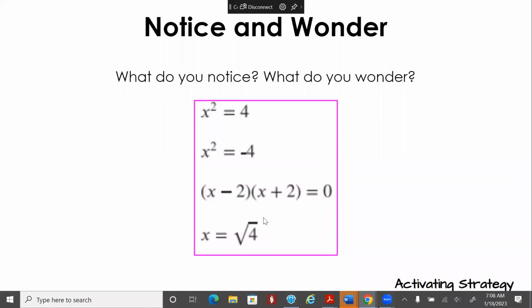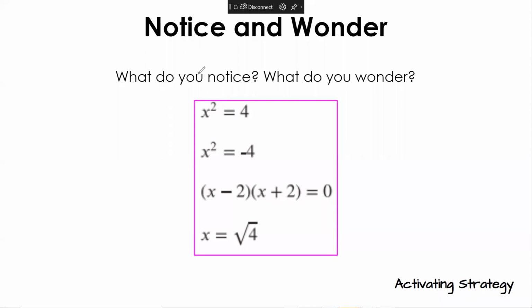So what do you notice? What do you wonder on these? What if you solved them all? So how do we go about solving the first one?